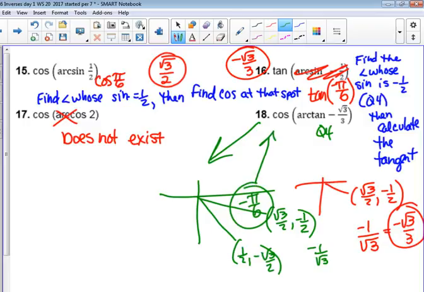So now we're back to find the cosine of negative pi over 6. So at that spot, the x-coordinate was square root of 3 over 2. Did some of you have that one done already or not? Good call. All right.